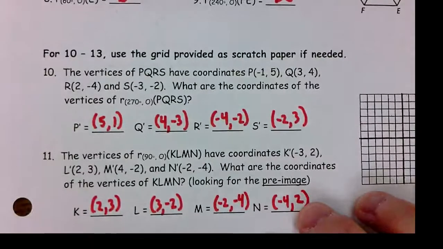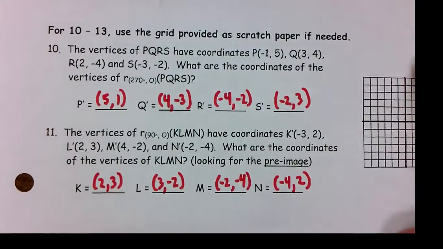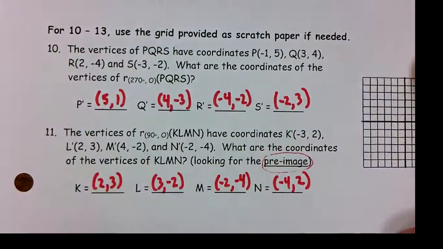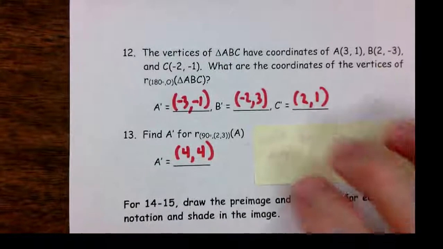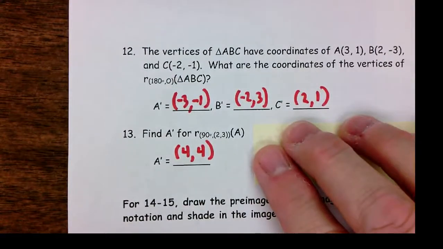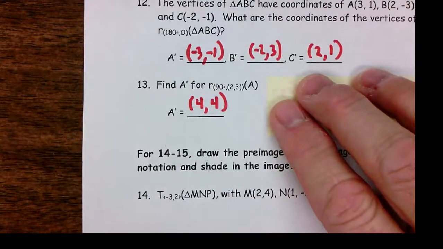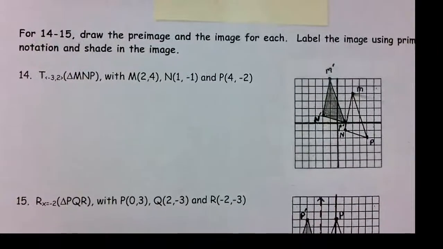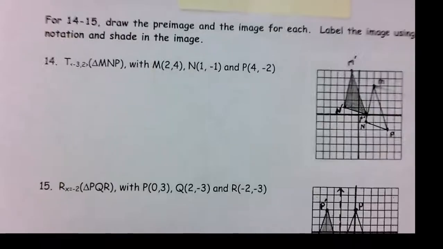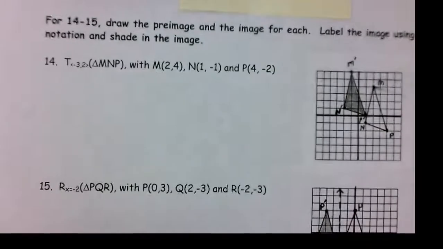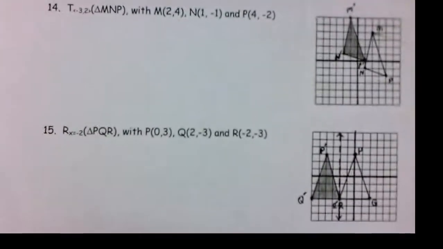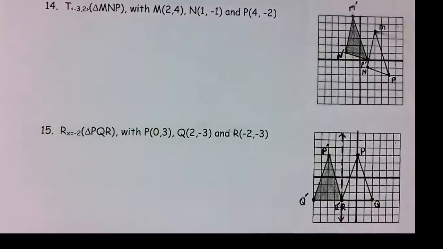Number 10, there are the coordinates of the image. And number 11, there are the coordinates of the pre-image. Number 12, I have given you the coordinates of the image, and number 13 is a tricky one. There's that answer. Number 14, I have shaded in the image, and number 15, I have also shaded in the image. Okay, let's go through it.